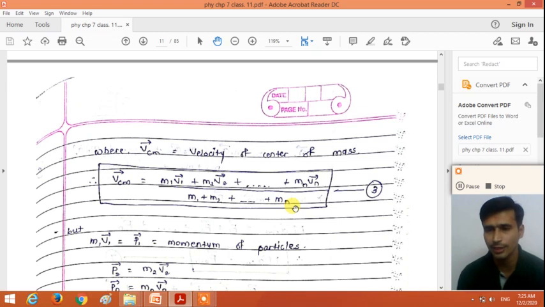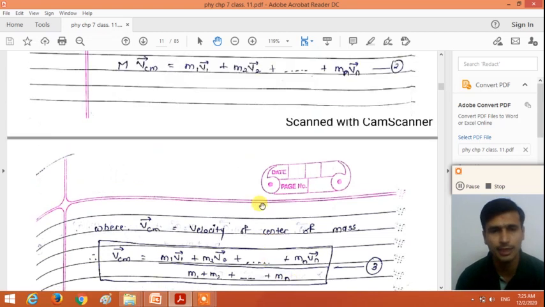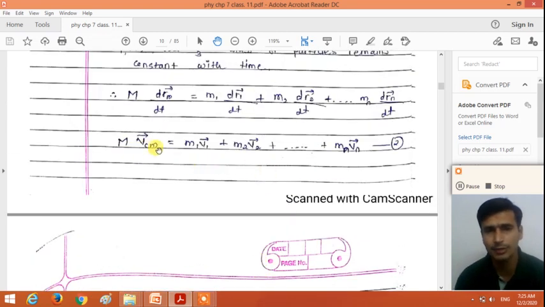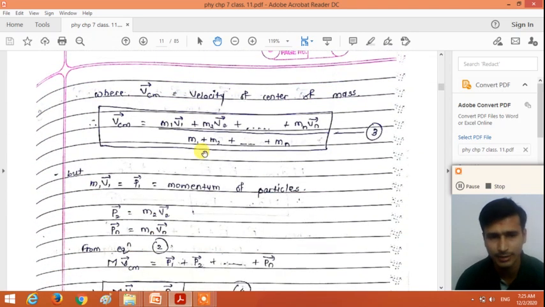So to calculate the velocity of the center of mass, we require the mass of the particles and the velocity of each particle. So again, from equation number 2, M into V_CM is equal to m1 v1 plus m2 v2 up to mn vn. So here, what is the product of mass and velocity? The product of mass and velocity is called the momentum.